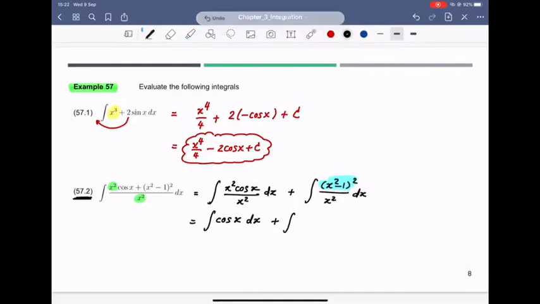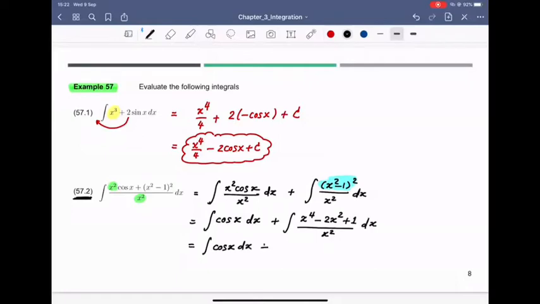So I expand my numerator, so I get x to the fourth power, and then minus 2 times x squared, and then plus 1, right, over x squared dx. So I am going to simplify the second term first. So I cancel my x squared with the term on the numerator. So I have x squared minus 2 plus 1 over x squared. So now I'm ready to integrate.